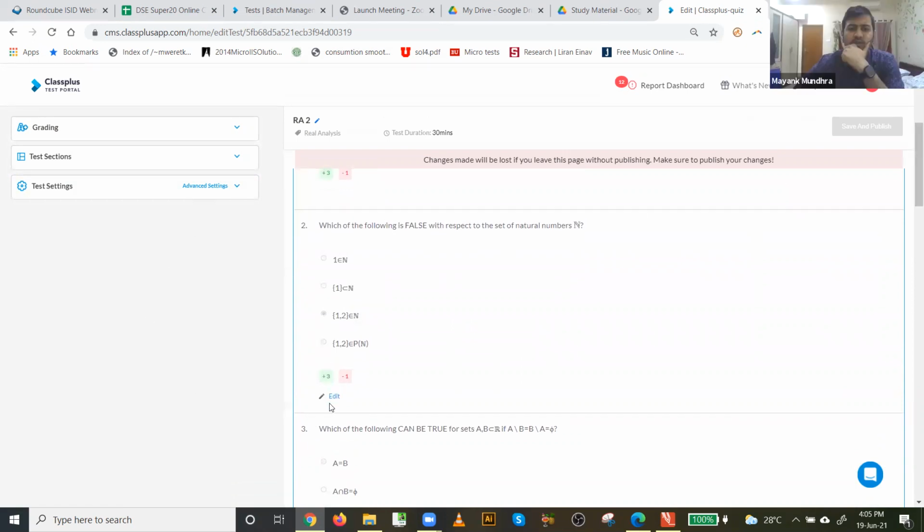Okay, question number 2 had a mistake in the answer. I had erroneously marked it as D, but the correct answer is C. So this is false. Okay, {1, 2} is a subset, so it does not belong. So it's a subset of N. So that's why this is wrong.